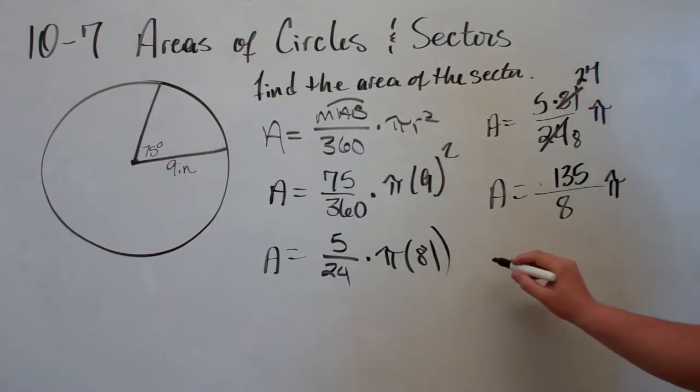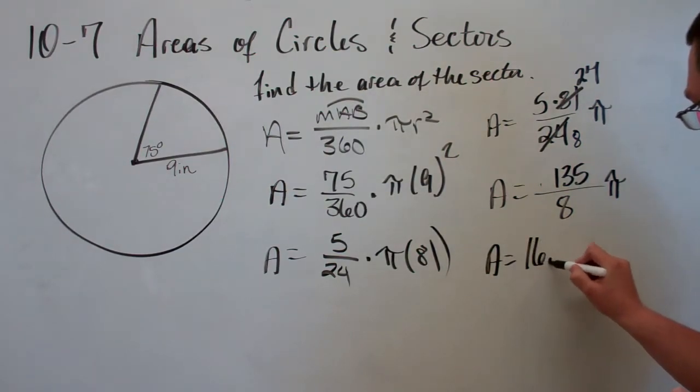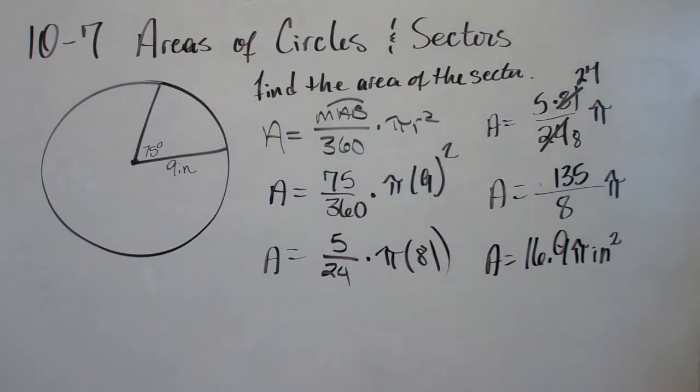I would take that your area equals 16.9 pi inches squared. Alright, they both come out to be the same answer. Right? Even if you didn't reduce it, even if you just took the 5 times 81 divided by 24 and took it into a decimal, you'd get 16.9 as well.